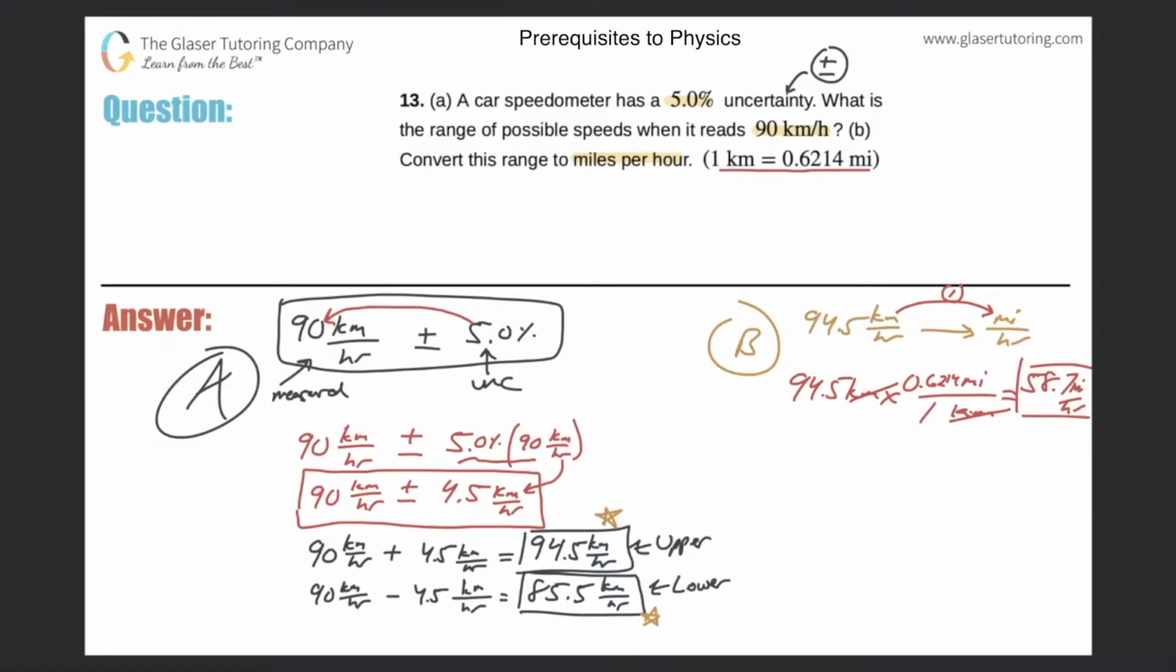Then the second part is to take the 85.5 kilometers per hour and convert that into miles per hour. So let's take 85.5 kilometers, same process, kilometers on the bottom, miles on the top, plug in the numbers, 0.6214, kilometers cancel. Simply do the math now: 85.5 times 0.6214 is 53.1 miles per hour. And there is the lower limit. So we have our upper limit of 58.7 miles per hour and the lower limit of 53.1 miles per hour, and that would be the range.